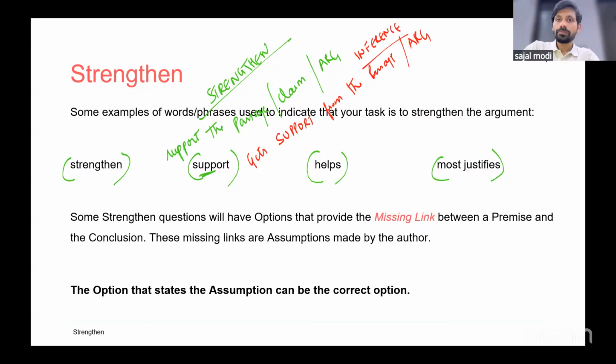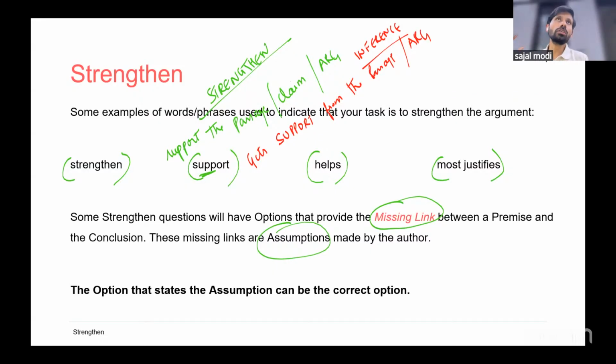Now, some strengthen questions will have options that provide the missing link. What is a missing link? Remember our discussion on assumptions? Assumptions can be those missing links. They bridge the gap between the premise and conclusion. They're necessary for the conclusion to hold, right? So missing links are the assumptions. And I ask you, will an assumption support the author's argument? Yes, of course, assumption is the foundation. They are not stated in the argument, right? But if they are stated in one of the options, it might just be the correct answer, even in a strengthen question, because assumptions support the argument, right?